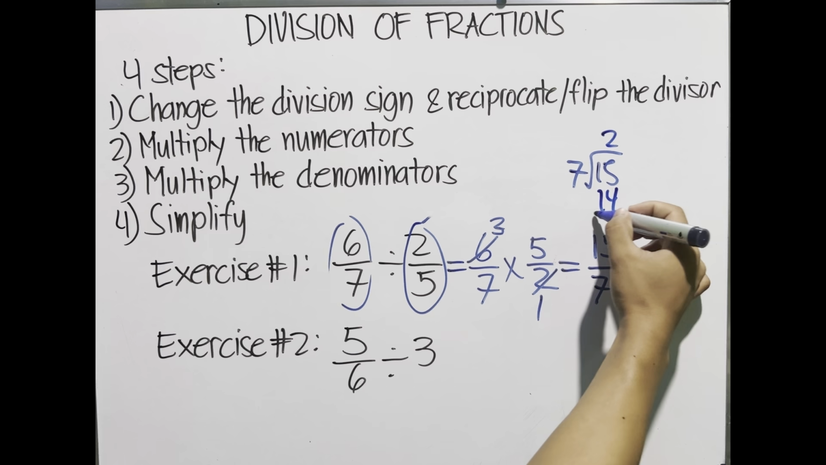So, step number 1 is change the division sign. So, papalitan natin yung division sign. Pag pinalitan natin, kailangan natin i-reciprocate or i-flip yung divisor. So, ito yung divisor. Itong divisor. Ito yung dividend. So, as is to, ito lang ang i-flip natin, divisor.